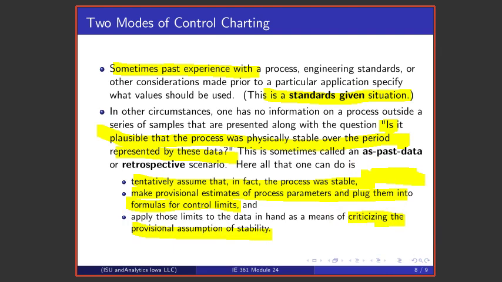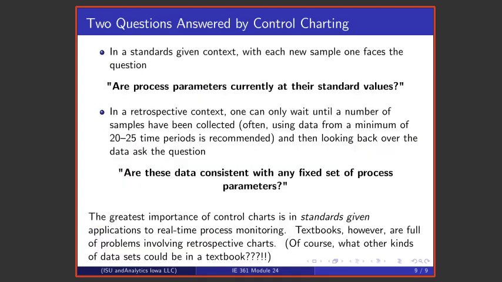If data are all within those as-past data control limits, then one comes to the conclusion that it was plausible indeed to assume that the process was stable. If there are points outside of those retrospective control limits, then there's no single set of parameters that could have generated the data in hand.